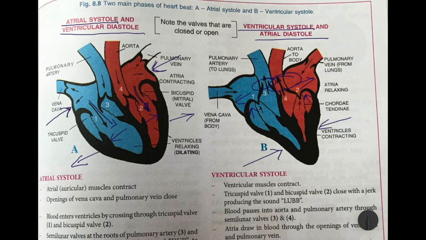Please keep these two diagrams in mind, children, because in your diagram questions these diagrams will come and you are supposed to recognize which phase it is. Okay, the first one shows atrial systole or ventricular diastole, and the second one shows ventricular systole or atrial diastole.